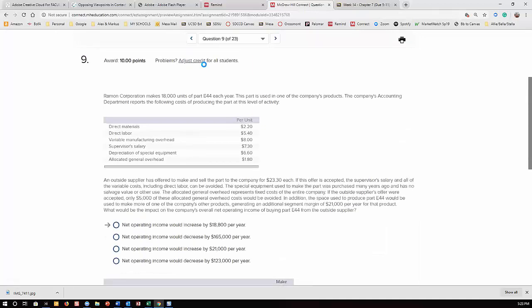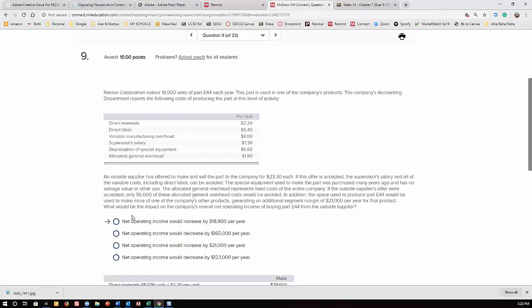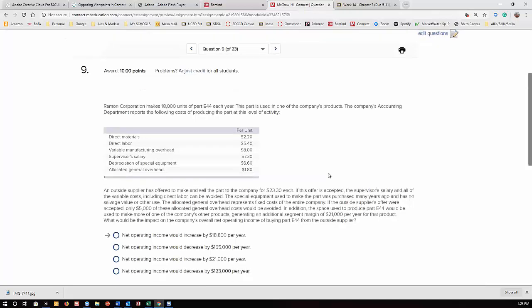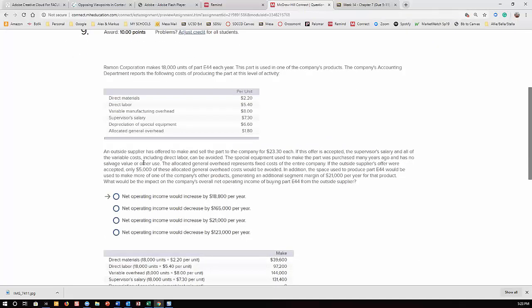Okay, good. So I just had a question on the depreciation and then allocated general overhead. Okay, let me read it. What would be the impact of the overall negative from buying from the outside? Oh, make or buy. So that was good. You knew it was a make or buy. Okay, so an outside plan, 2330. So that's what I've got to match that up against. If this offer is accepted, the supervisor's salary and all the variable costs can be avoided, so that's good, right? So direct material, direct labor, variable manufacturing overhead, and the supervisor.